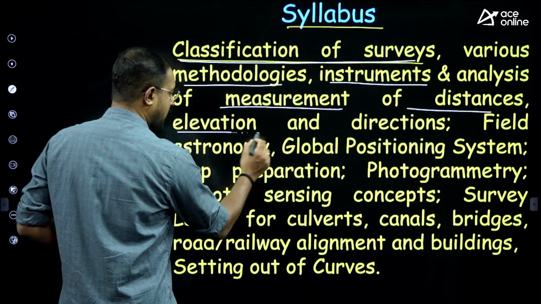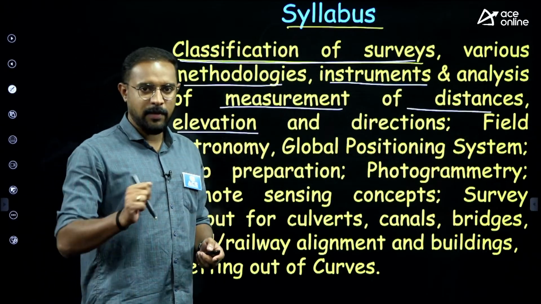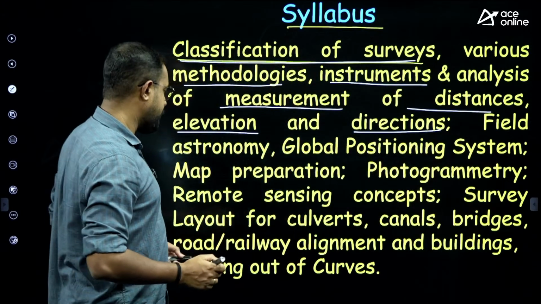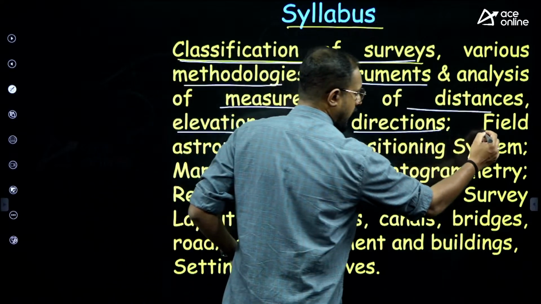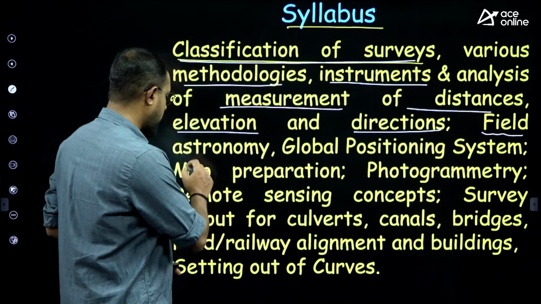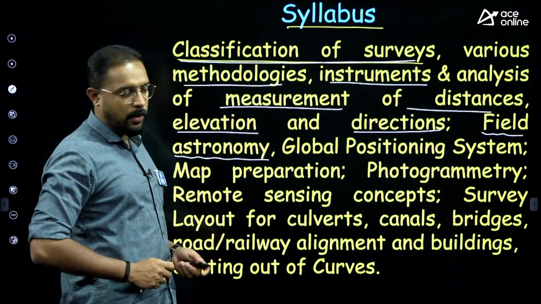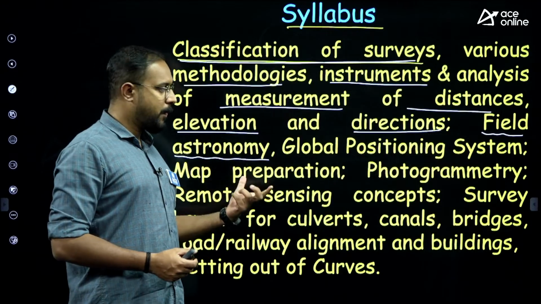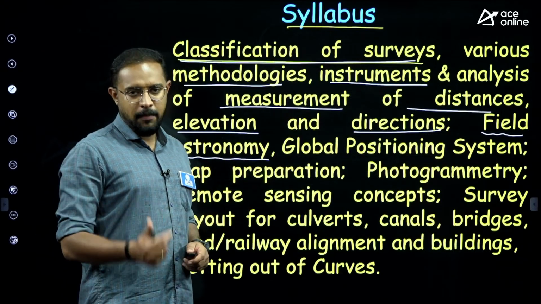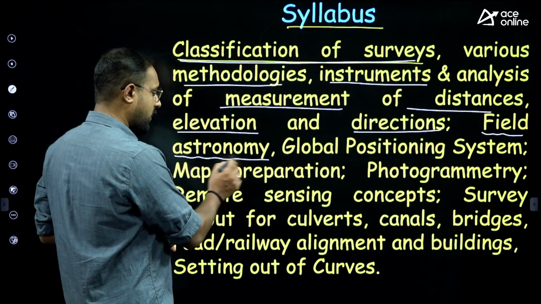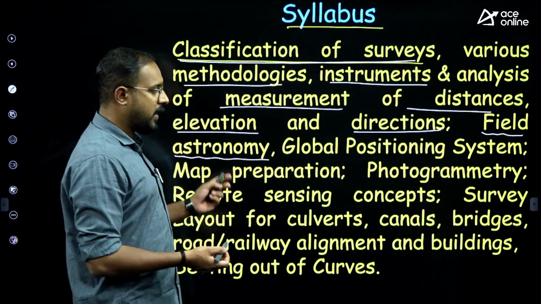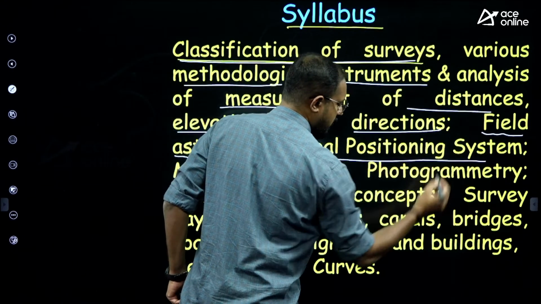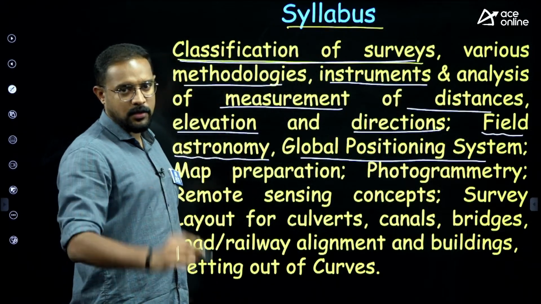Now they are talking about elevation here. Elevation is nothing but vertical distance, a very important topic for us. And directions. Directions means basically nothing but our angles. Now this is one extra topic that they have mentioned here, that is known as field astronomy. Generally, this field astronomy is there for our APPSC students. In our APPSC syllabus, this particular topic is mentioned. Generally we don't get too many questions from this field astronomy topic in APPSC. Next, we have a global positioning system, GPS. That is also a present-day advanced surveying technique.